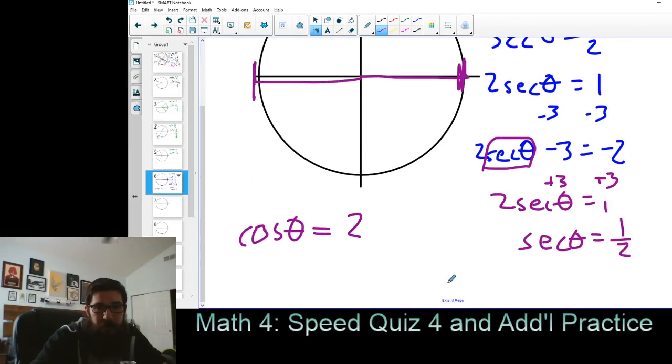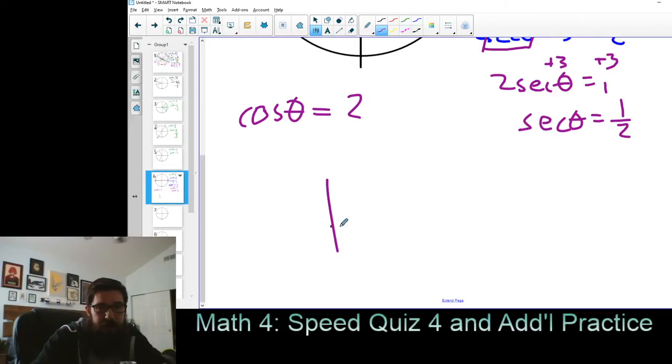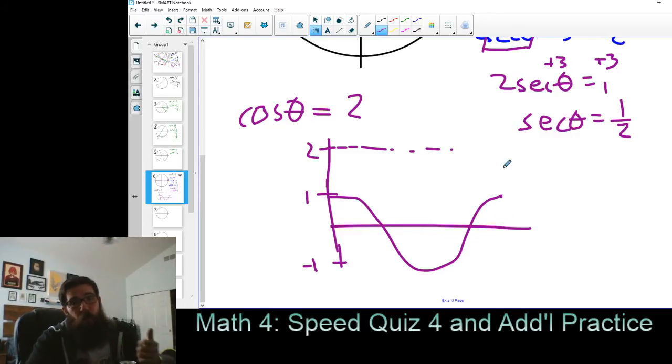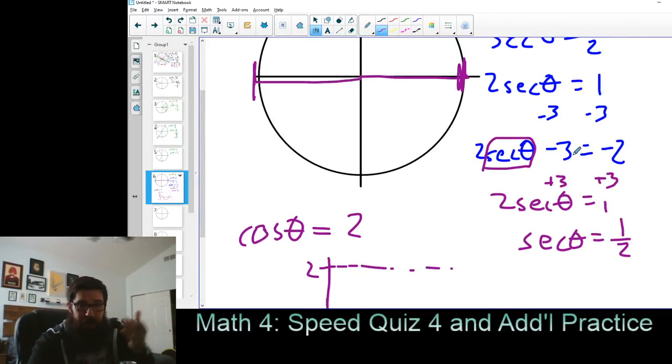If you even drew a graph of cosine, your cosine's going to go from 1, here's your -1. It's never going to go outside of that range. If we're asking the question, when does it hit 2? Doesn't happen. So we could give you a little bit of algebra, expect you to isolate the trig, then analyze when is secant of theta going to equal half?